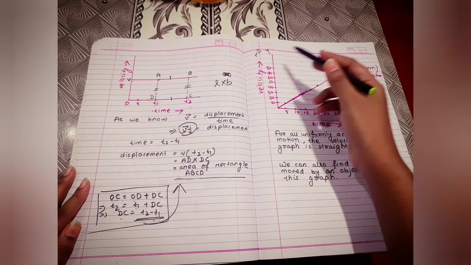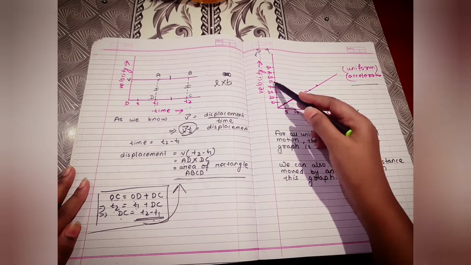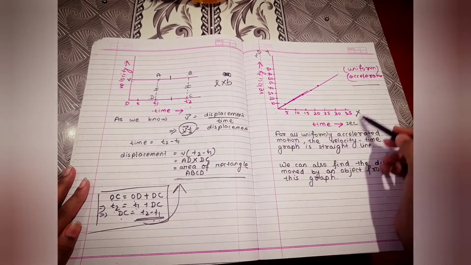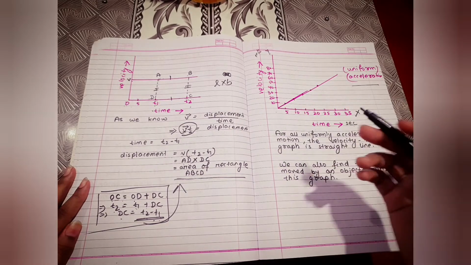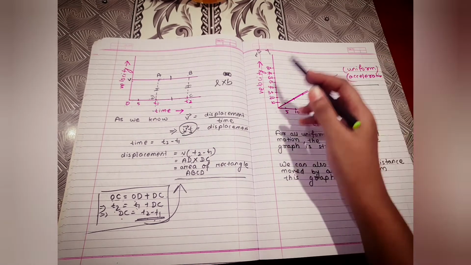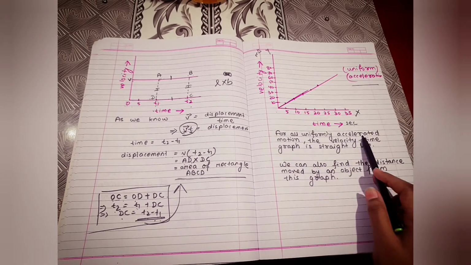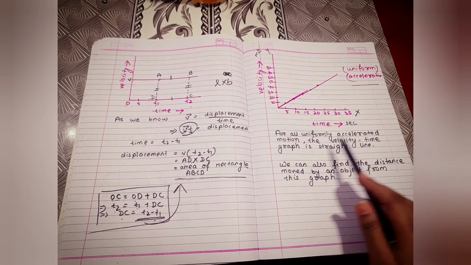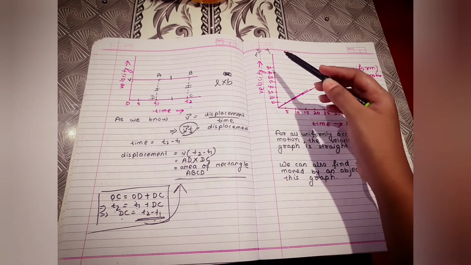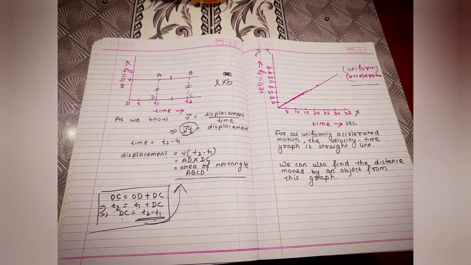As you can see here, in every 5 seconds the velocity increases by 10. So the velocity is increasing in a uniform way, that is, an equal amount of velocity is increasing in equal intervals of time. So this is a graph for uniform acceleration. For all uniformly accelerated motion, the velocity time graph is a straight line.